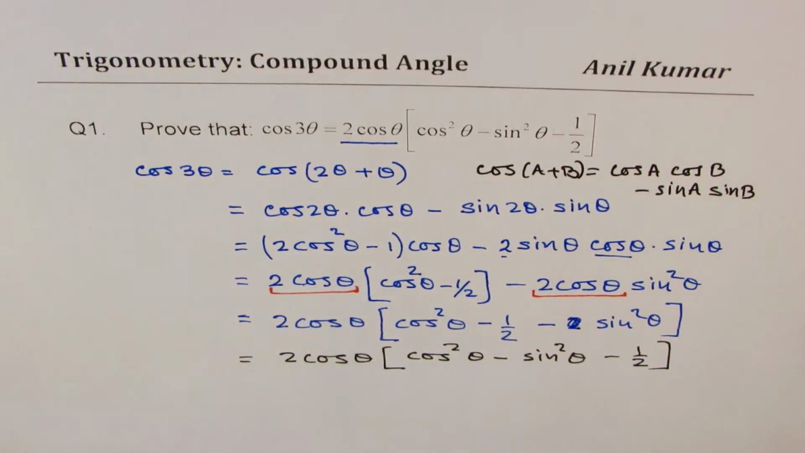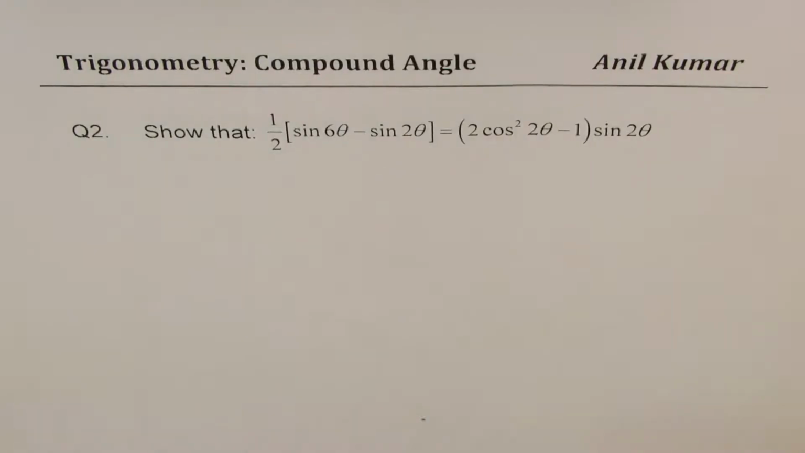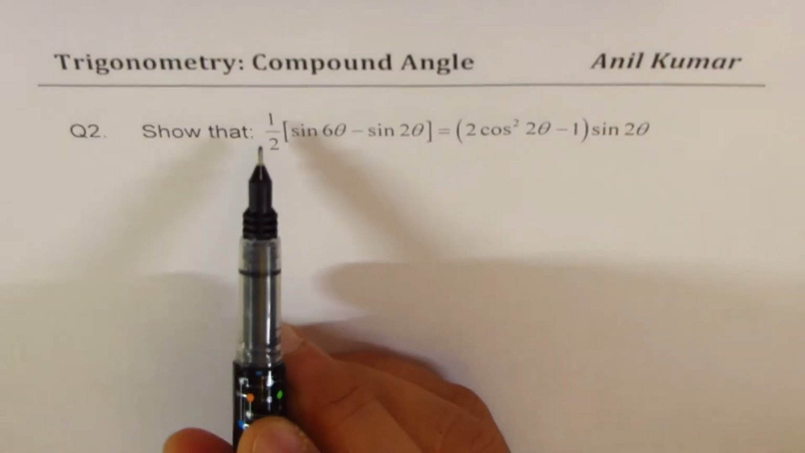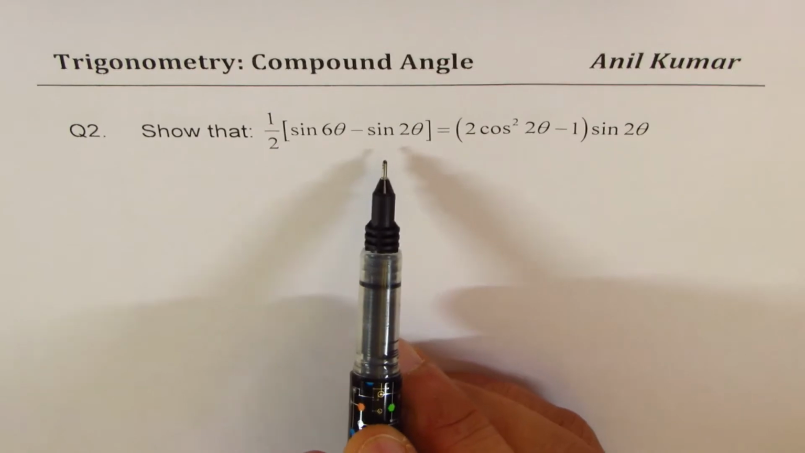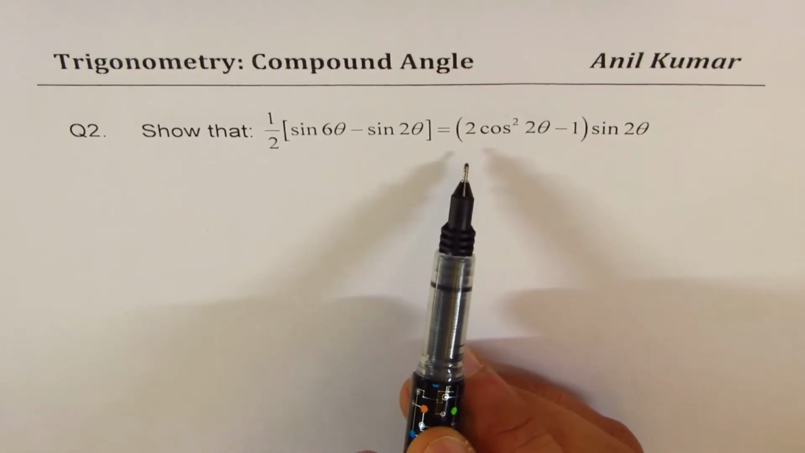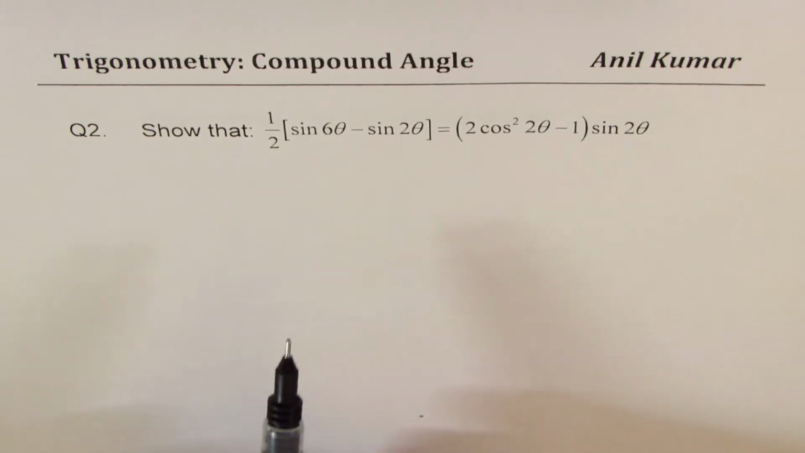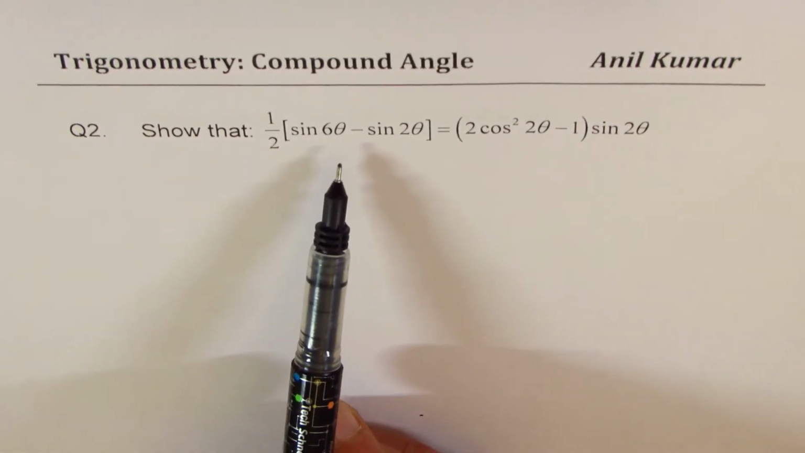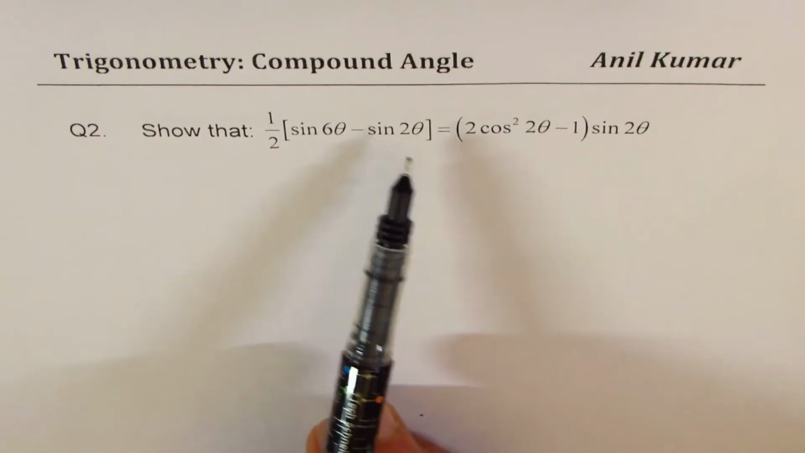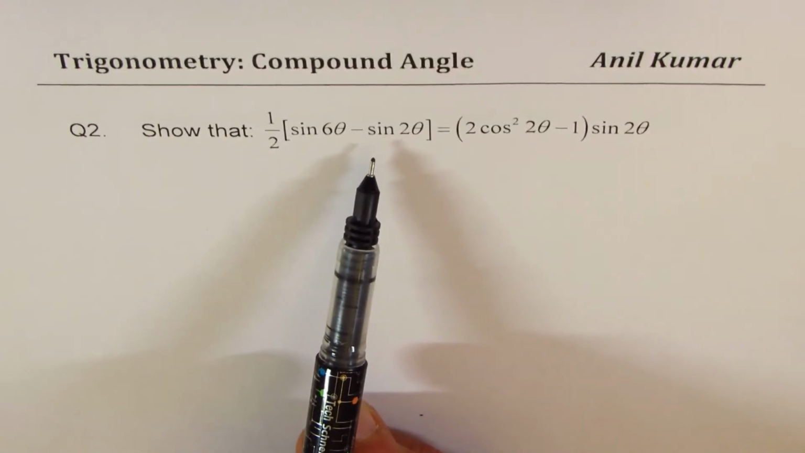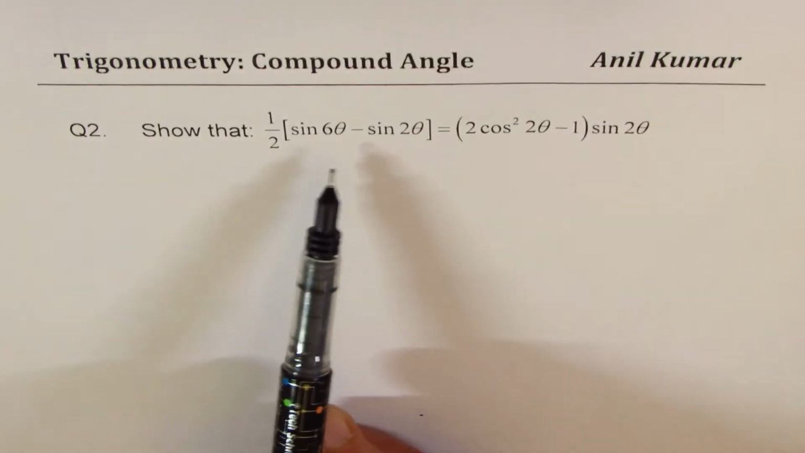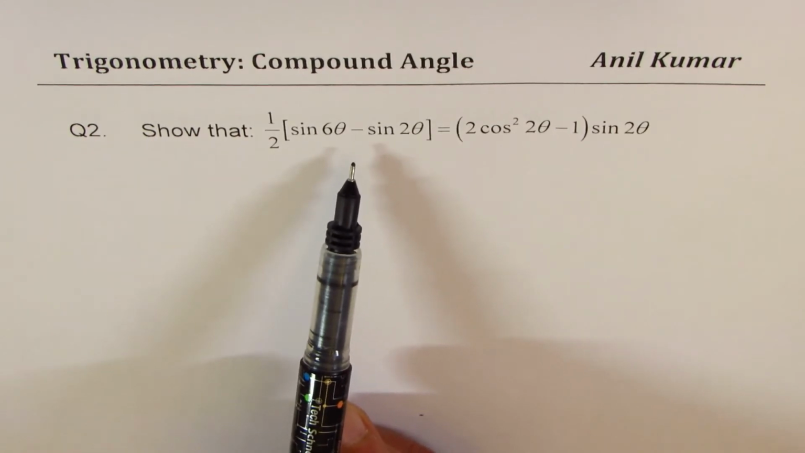Now let's move on to the next question. Question number 2. Show that half of sine 6 theta minus sine 2 theta equals 2 times cos square 2 theta minus 1 times sine 2 theta. Now some of you who know the formula to convert difference into product can apply that formula and solve this question. However, I'll actually derive and then work it out.